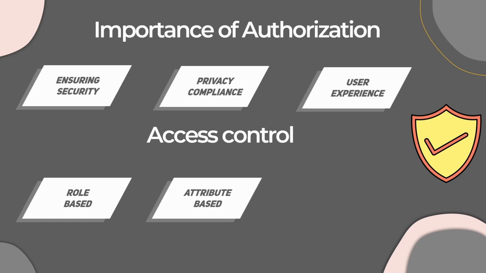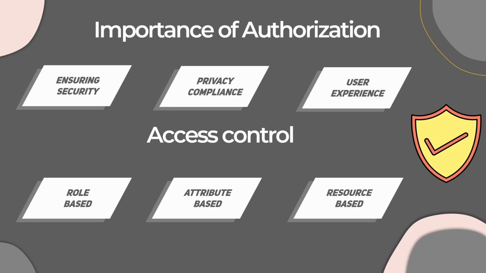Then there's attribute-based access control, in short ABAC. ABAC is a bit like getting into a club, where they check your ID, age, and other details. In our app, access depends on specific things about the user, like their age, location, or for example, job title. It is a more detailed way to control who gets in where.